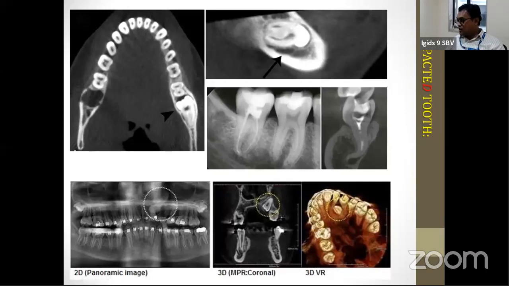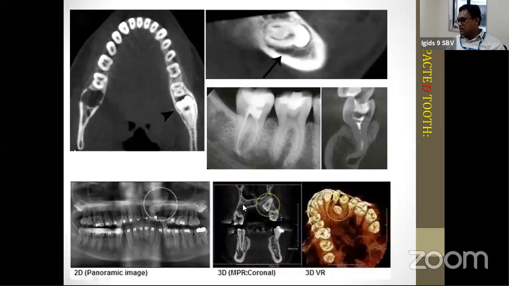Likewise, let us take a look at another classical case here. This is an OPG. Take a look at the impacted canine here. The patient is undergoing orthodontic treatment, obviously. Now look at the braces and the wires running all over. So what information do we have about this particular impacted tooth? We do not know whether it is palatally placed, whether it is labially placed. We have no clue.